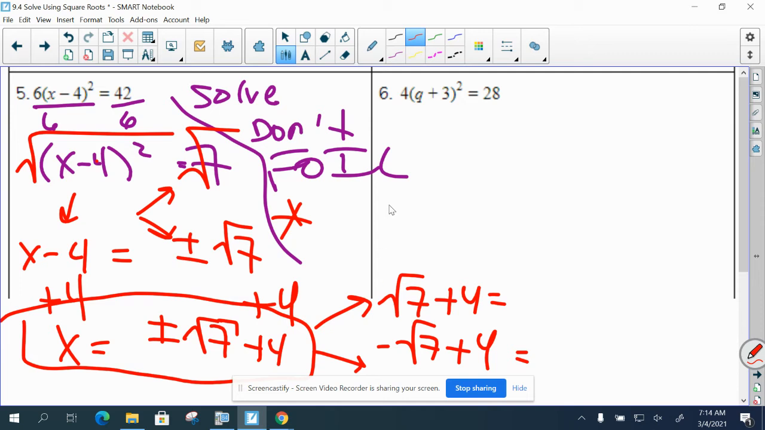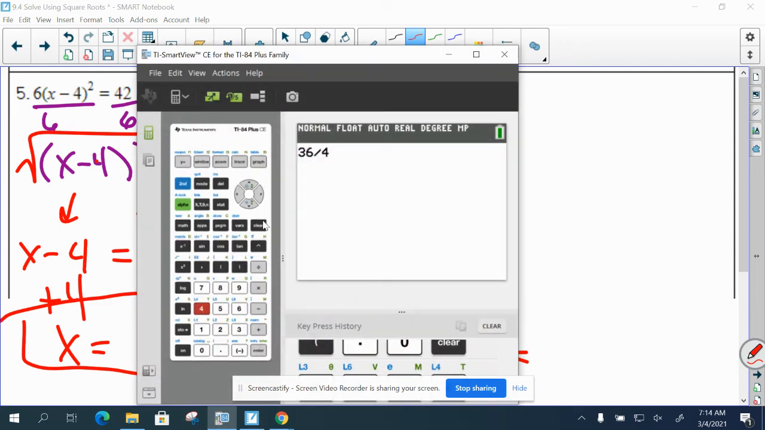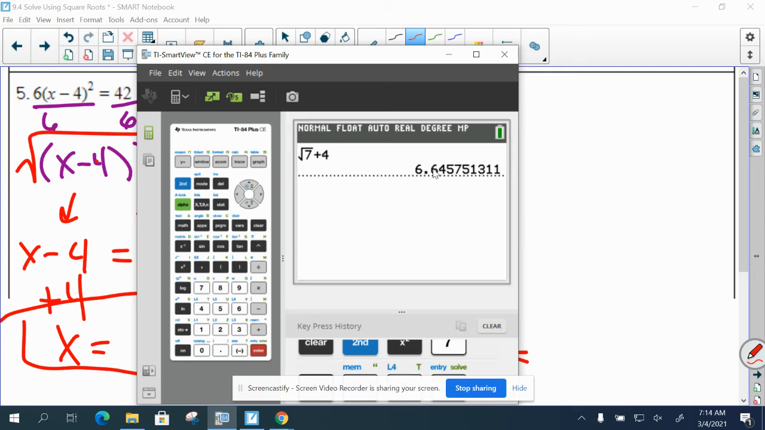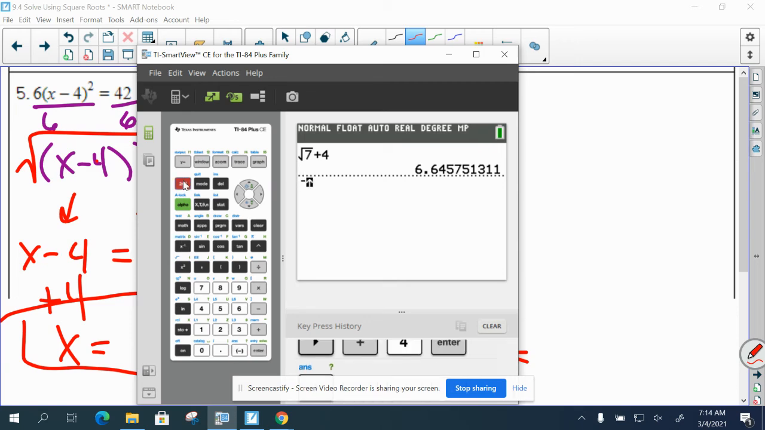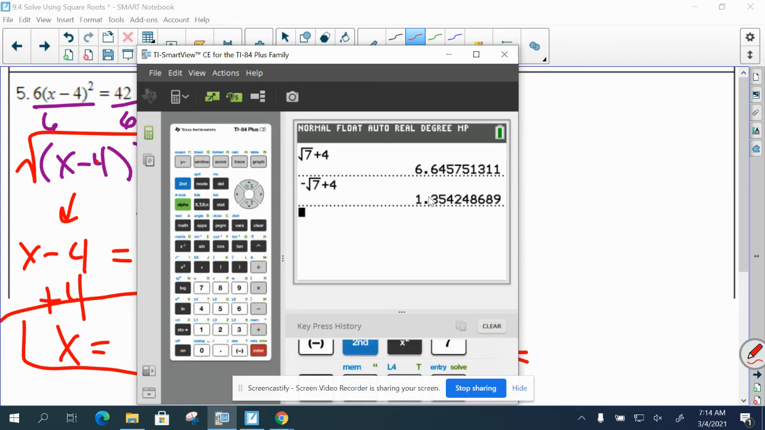So let's say that it then asked us to write this in unrounded version and then the decimal answer. So you would type this in as positive square root 7 and then arrow to get out of the square root, plus 4. It gives you 6.65, and then negative square root 7. Make sure you keep the negative sign outside of the parentheses. Arrow out of the square root, plus 4. And that gives us 1.35.